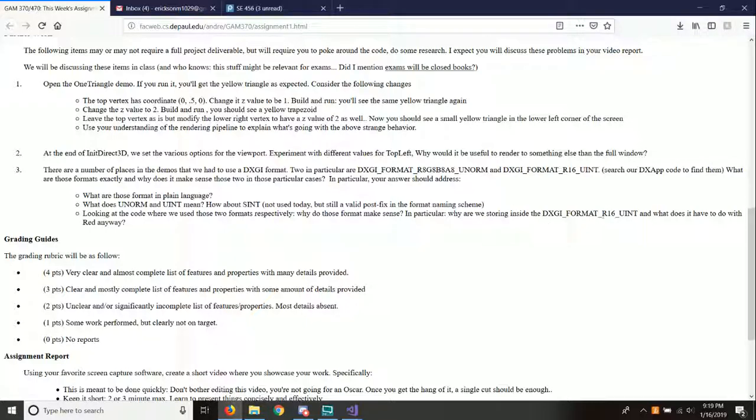And then the R16 is useful for storing the depth buffer. So basically where these pixels are at in the Z, you're just storing the Z coordinate of where these pixels are at. Thank you.